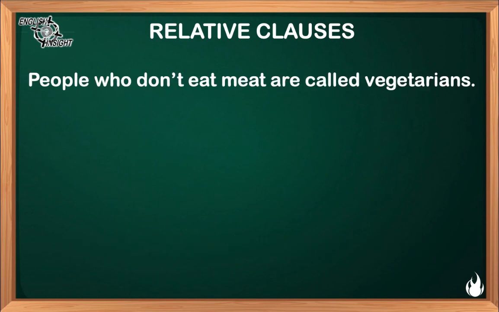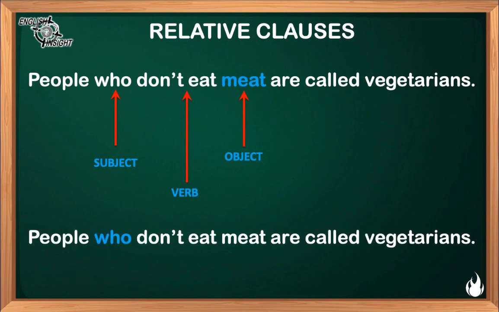People who don't eat meat are called vegetarians. This is the relative clause. The word who makes reference to people, therefore it is the subject of the relative clause, the verb, and the object. Therefore, in this case, the relative pronoun who cannot be omitted, and the sentence remains the same.